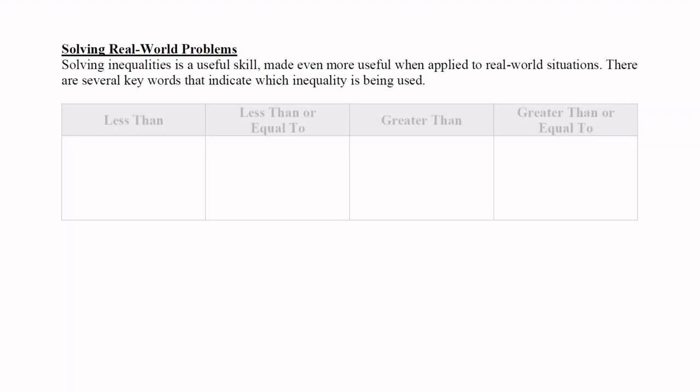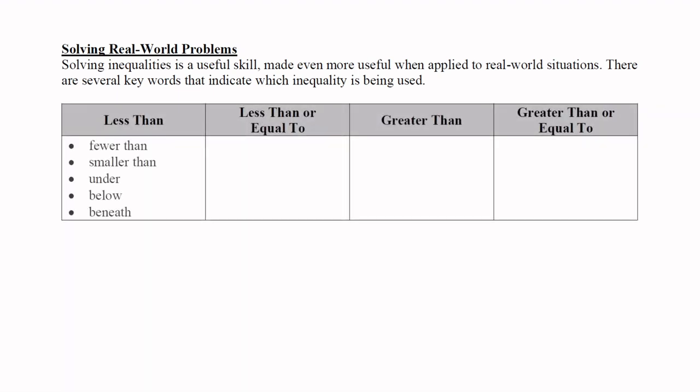There are several key words that indicate which inequality is being used. For less than, we have words such as fewer than, smaller than, under, below, beneath. Of course, less than is included in that. For less than or equal to, you want to look for words such as at most, does not exceed, maximum, no more than, or up to.